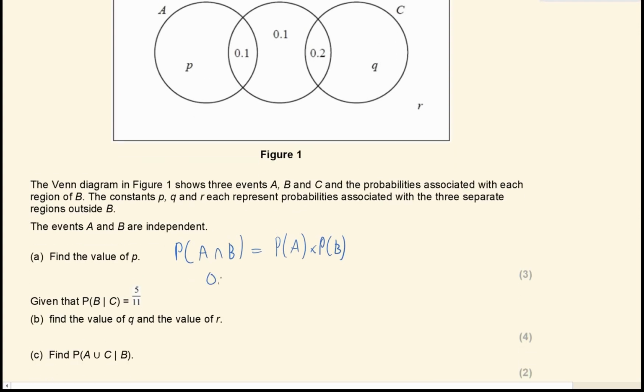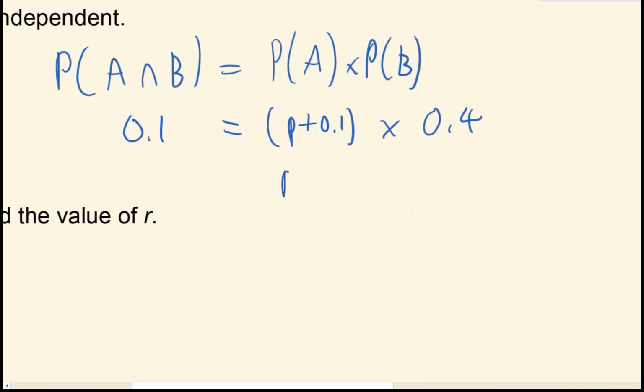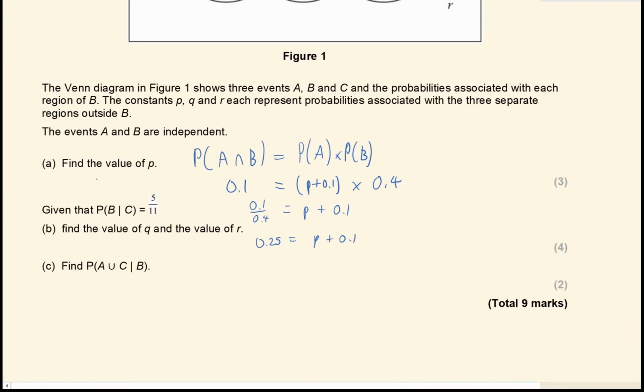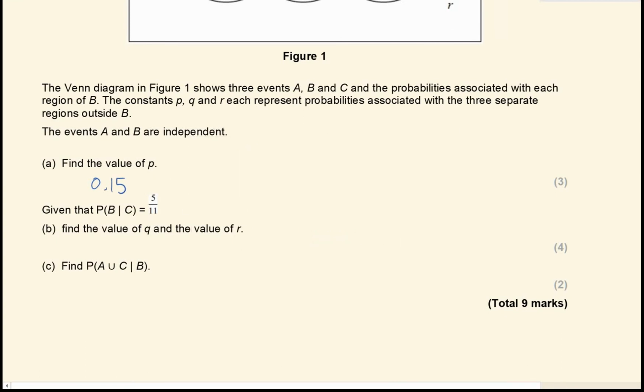Okay, probability of A and B is 0.1. Probability of A is going to be P plus 0.1. Again, don't forget to add this thing back into it. Times by probability of B, which is 0.4 from adding these 3 numbers together. That means I can now work this out. P plus 0.1 will now equal 0.1 over 0.4. On your calculator, that gives you 0.25 because it's the same as a quarter. So from here we can see that P is going to be 0.15. And let us add that in.